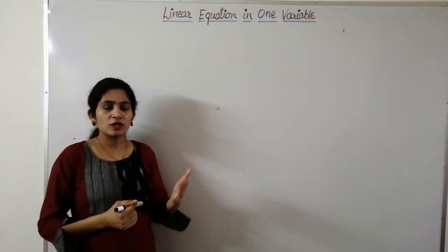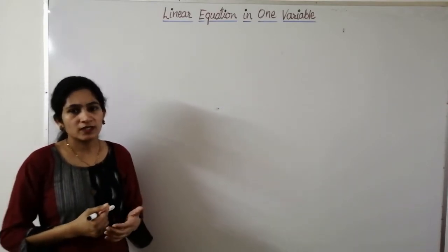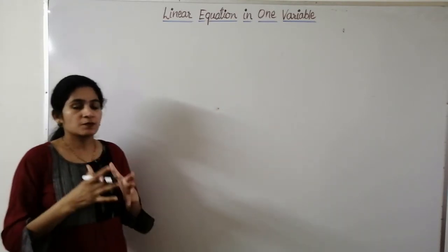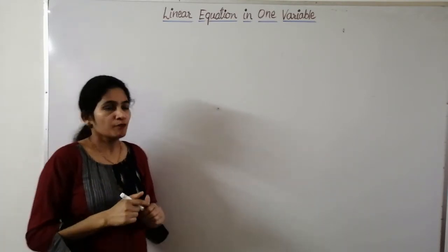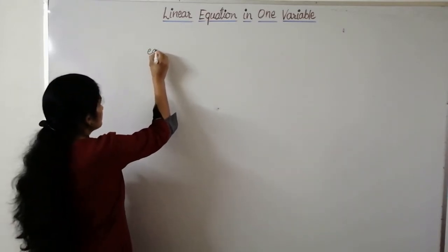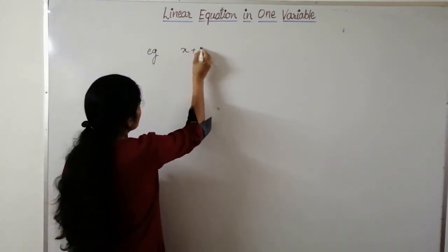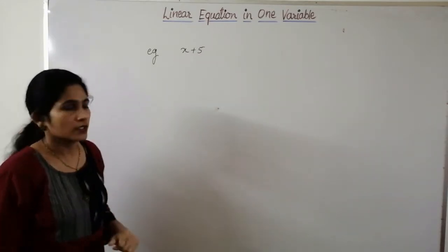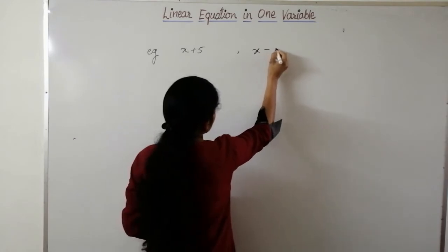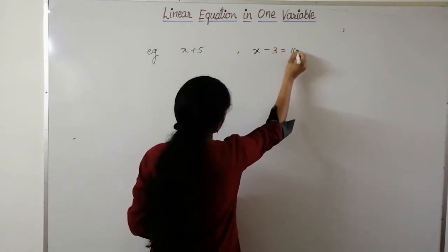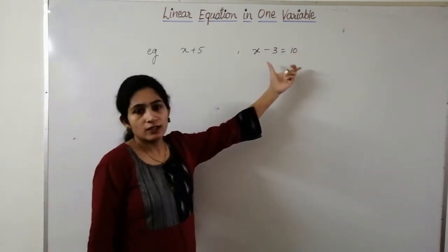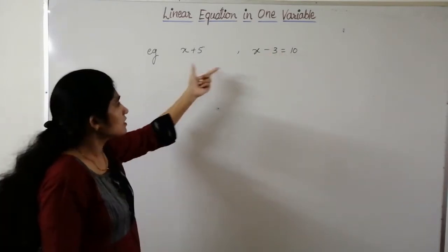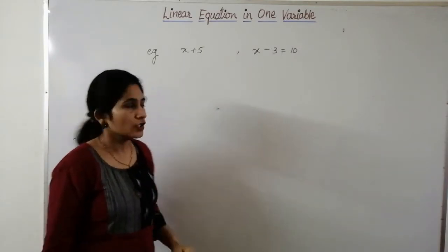In previous class you have come across mathematical equations and mathematical expressions, but the main difference between expression and equation is that expression is missing an equality sign. For example, x plus 5. So this is an expression, not an equation. Okay, if I take x minus 3 is equals to 10, this is an equation because it has equal to sign. This is the main difference between expression and equation.